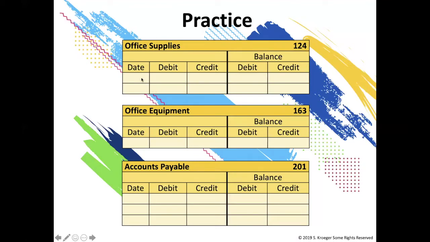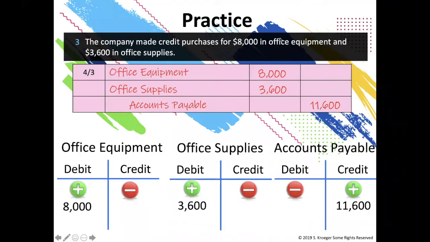Let's start with office supplies. We have two entries that we did. Go through your journal and try to find the two entries for office supplies. The first entry I found for office supplies happened on the 3rd. We have office supplies here as a debit for $3,600. That's one entry we have to put in, a $3,600 debit.